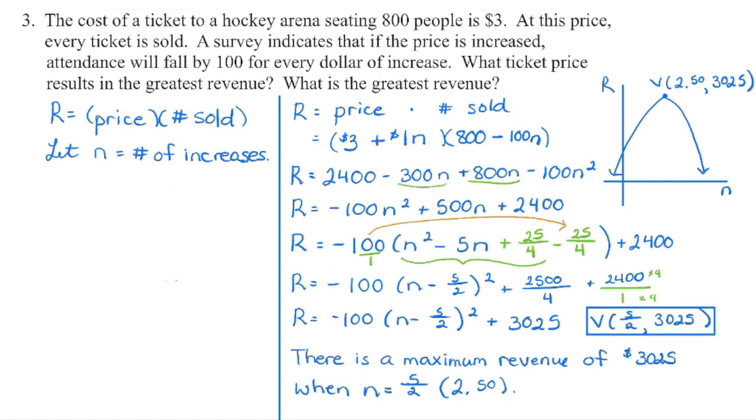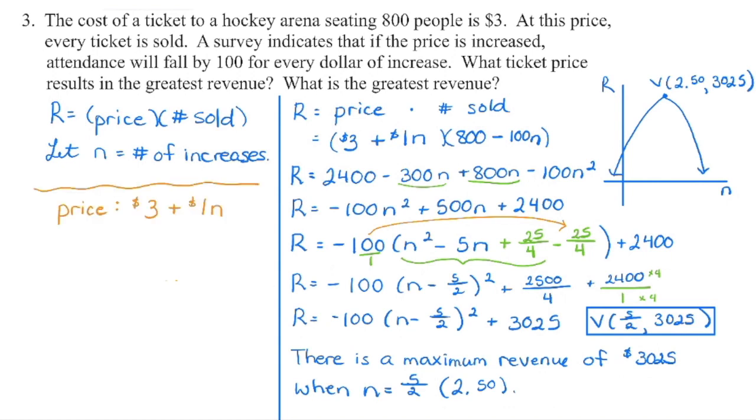So the question wants to know, what is the ticket price that's going to result in that greatest revenue? Well, we know already the greatest revenue. So if we look at the revenue, the maximum revenue occurs when y is 3,025. So that is our maximum revenue. In terms of the ticket price, this x-axis represents number of increases. We have to substitute the number of increases back into the price bracket in order to solve for what the ticket price is going to be.